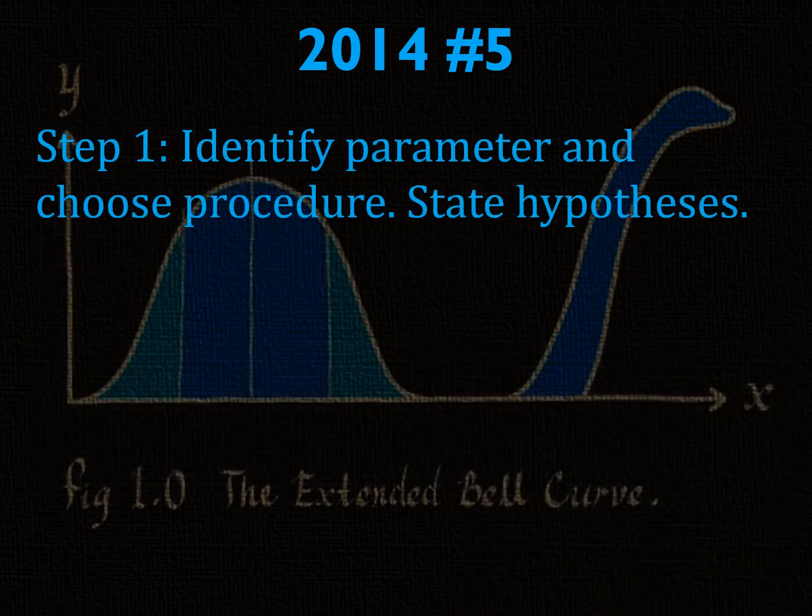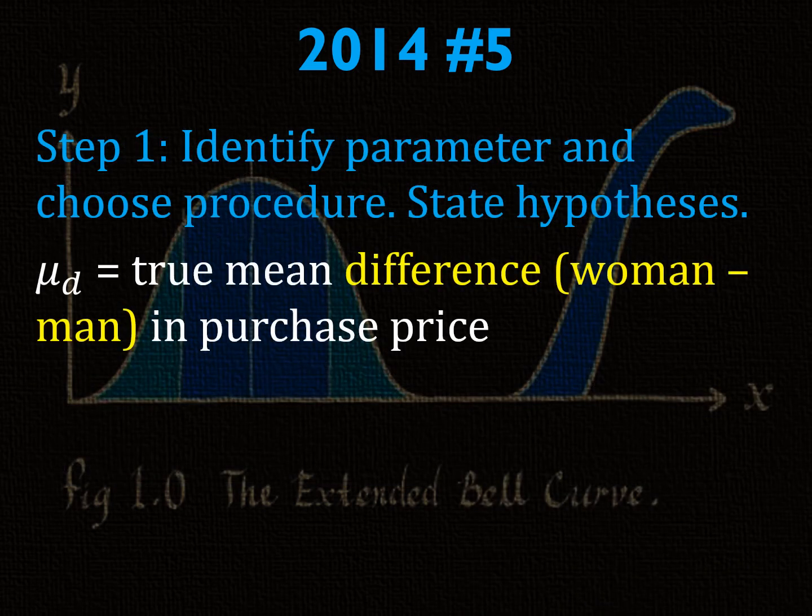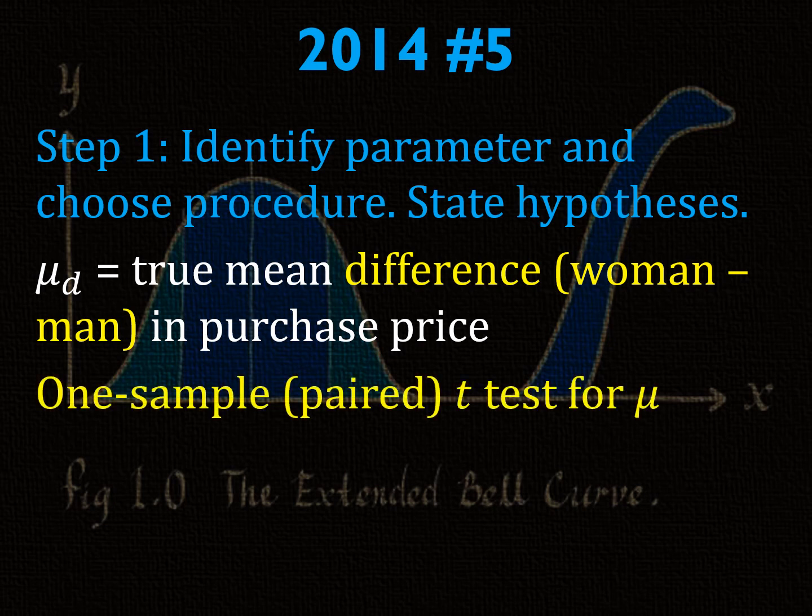So step 1, identify the parameter and choose a procedure. This is going to be a matched pairs procedure, where mu of the difference, or mu, equals the true mean difference in purchase price. And since the figures they gave you were the women's price minus the man's price, we'll just use that. This is a one sample paired t-test for mu. The null hypothesis is that there is no difference in the purchase price between women and men. Alternatively, we believe that women are paying a higher price than men for the same car at the same dealer. So mu is greater than 0 for the alternative.